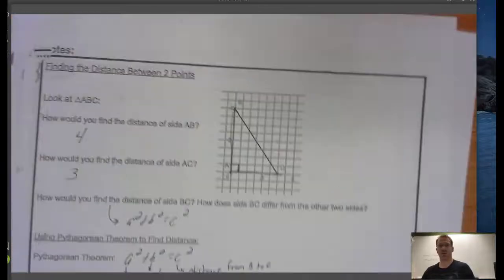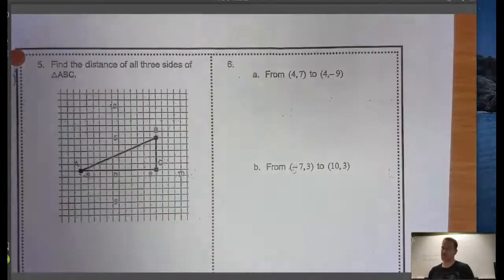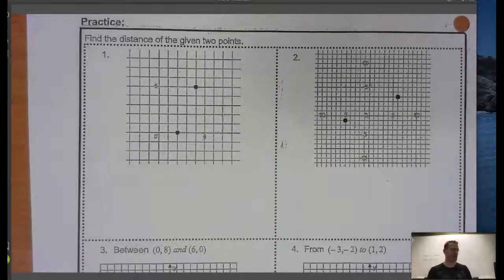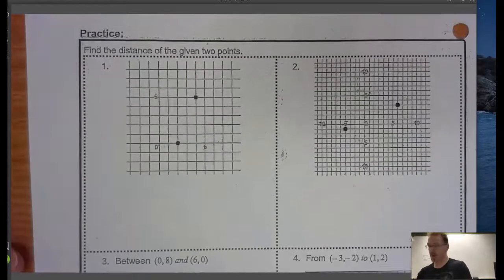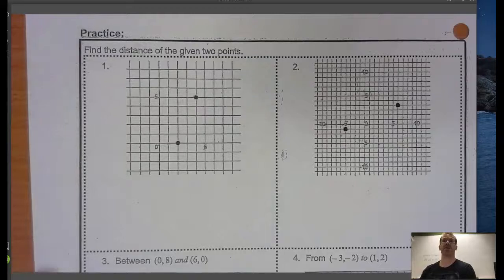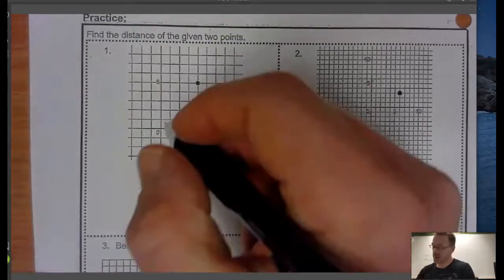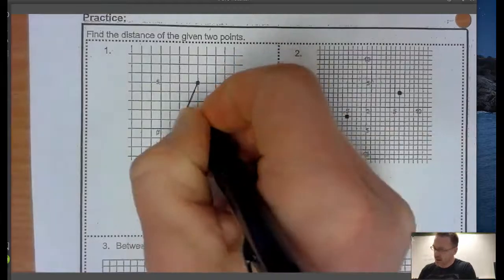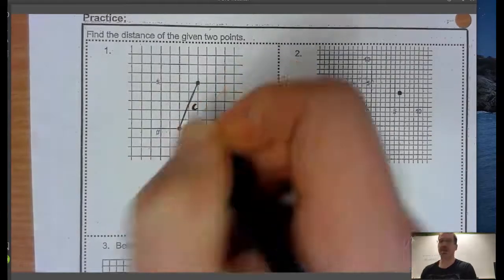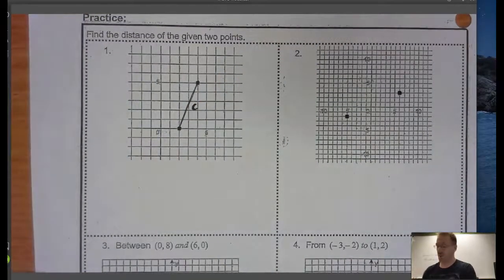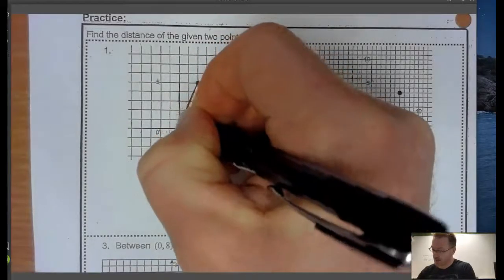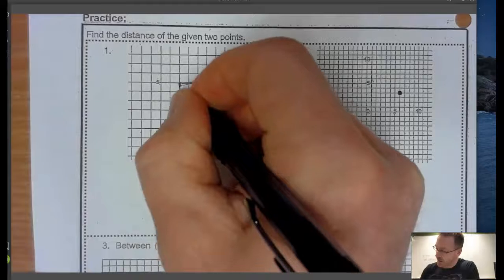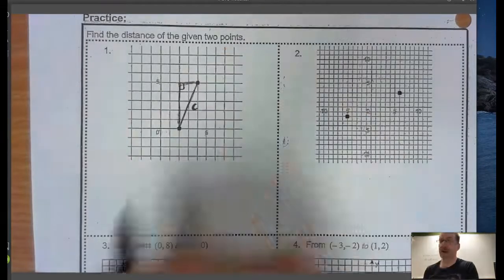All right, so let's go through maybe one more example here. Let's flip over to page 16 and look at that. Once again, we will find the distance between the 2 points. This is the distance that I want to find right here, so that's the c. Once again, what we want to do is create our right triangle, so we can draw in our vertical and horizontal legs into this triangle. And that creates that right angle there.